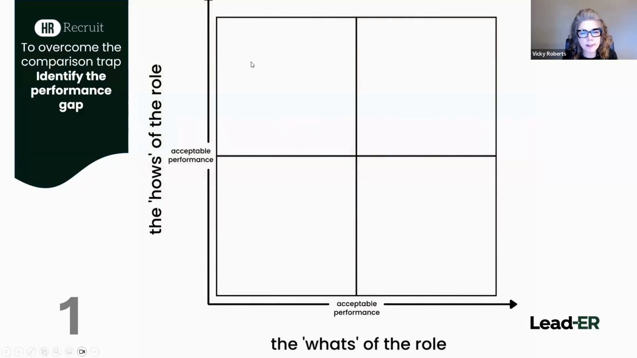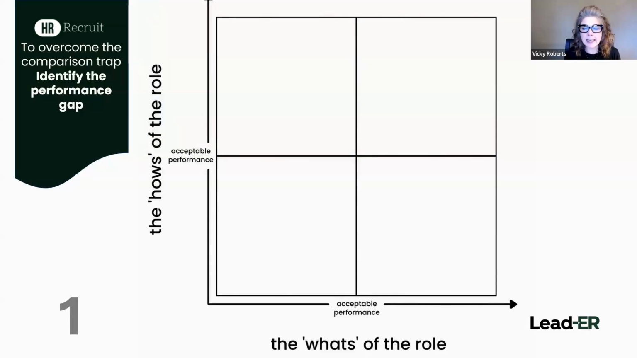And then on this axis is, they are delivering well in terms of the behaviours, but they're just not delivering what they need to deliver. And depersonalizing like that can help to come away from a comparison, to say, actually, I can see exactly what the issue is here, which then helps you to help your manager actually describe what the performance gap is.